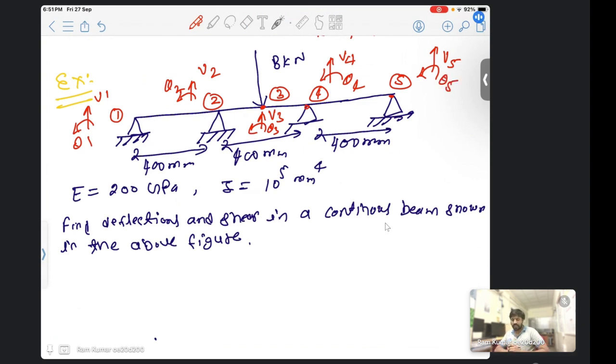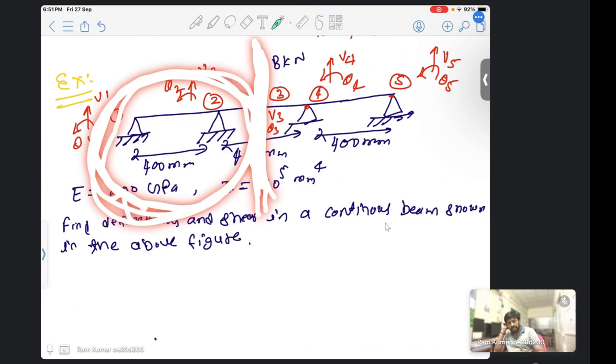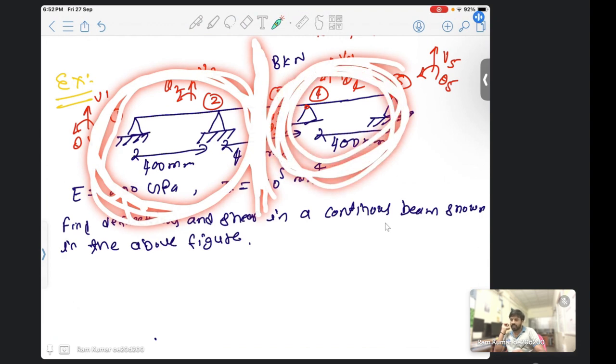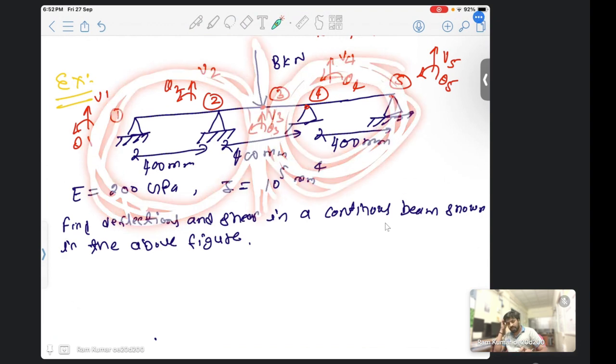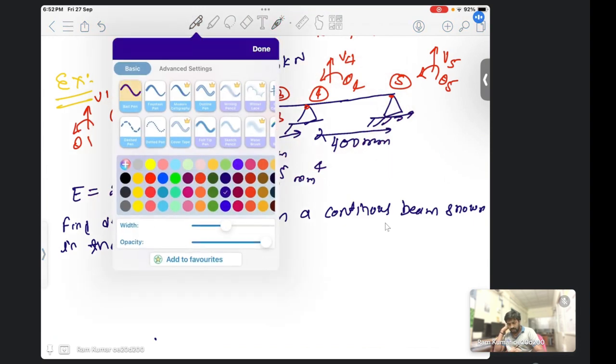From this figure we can see that this is symmetric about this load. This is symmetric about this loading condition. So we can use this symmetric condition, and we will find the displacement and rotation for this part, and this will be the same for the right side also, because this is symmetric. So we are going to consider the left side. Now we are going to find the solution of this problem. How are we going to solve? Just see.